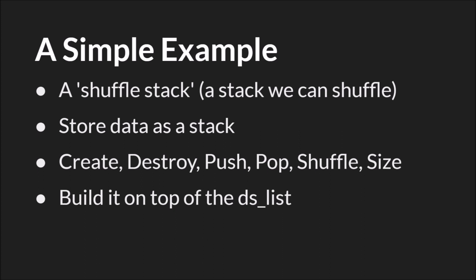So we're going to store data as a stack. And we're going to have the following means of interacting with that data. We're going to have the ability to create and destroy the stack, push and pop, get the size of the stack, and most importantly, shuffle the stack. And we're going to build it on top of the DS list. So I'm going to switch over to GameMaker Studio 2 and let's walk through this code.